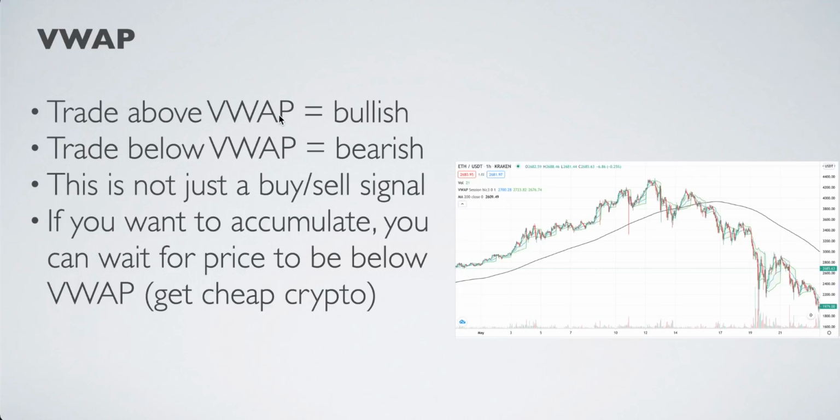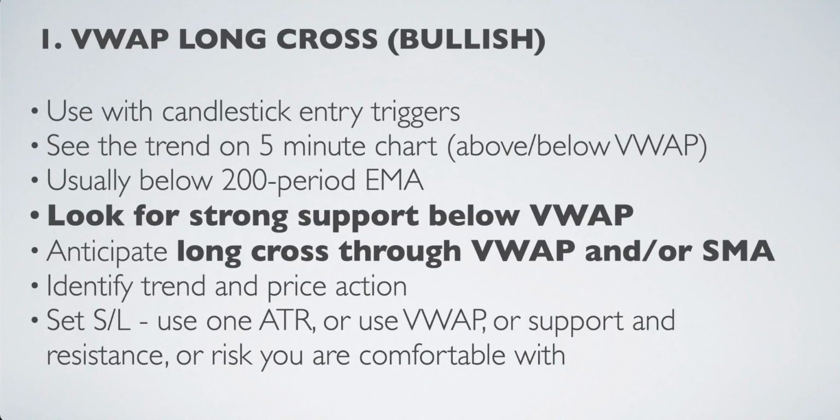So if you are a long-term accumulator, you might want to look when the price is below the VWAP. There are a lot of different ways you can trade around the VWAP. It depends who you are as a trader, but let's get into some specific examples and we can see exactly how we can go about this.